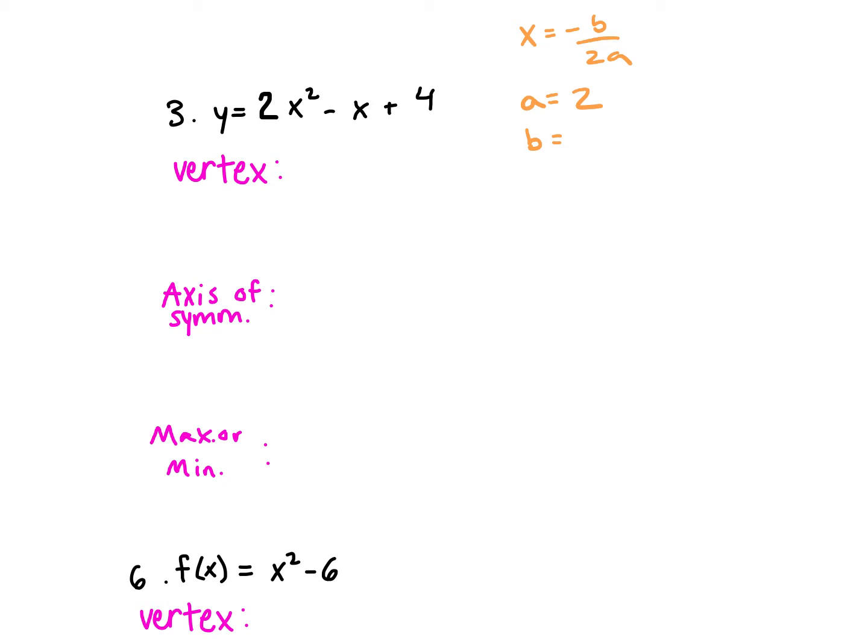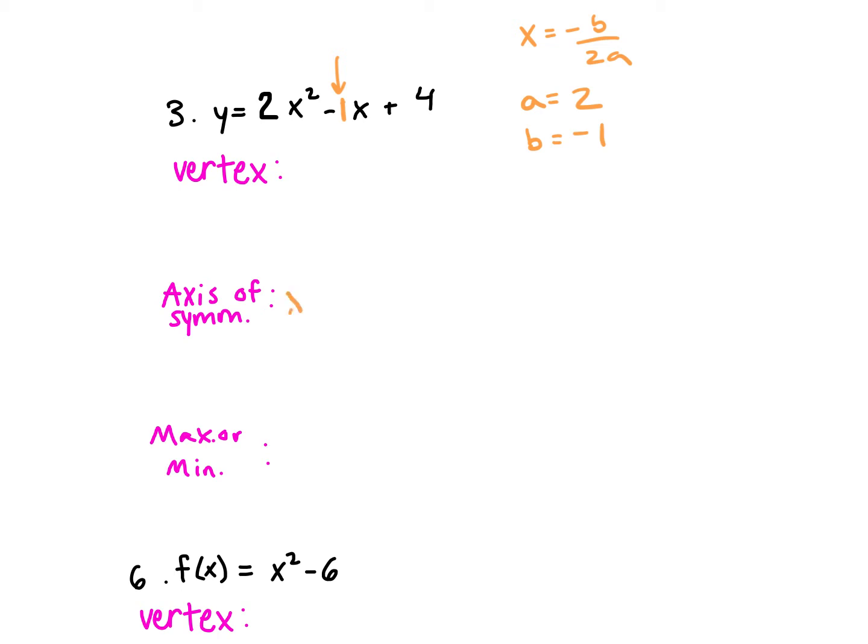So 4 is c, so we kind of ignore that. What's the number in front of x? If there is no number, it's negative 1. Because there is an x, but there's no number, it's negative 1. If there were no x, then it would be 0.